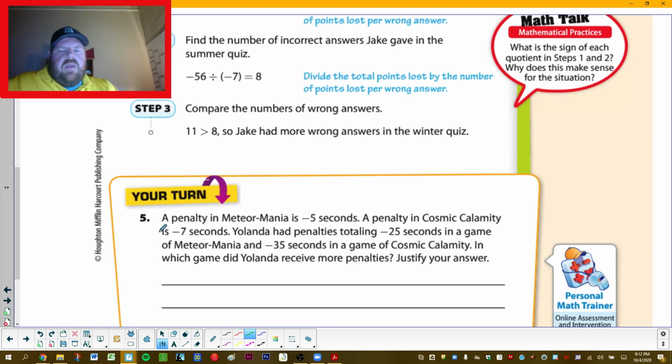Let's go ahead and look at how we're going to use that. A penalty in Meteor Mania is negative 5 seconds. A penalty in Cosmic Calamity is negative 7 seconds. Yolanda had penalties totaling negative 25 seconds in a game of Meteor Mania and negative 35 seconds in a game of Cosmic Calamity. Okay, let's try to decode everything that's happening here. It wants to know in which game did Yolanda receive more penalties, and we want to justify that answer.